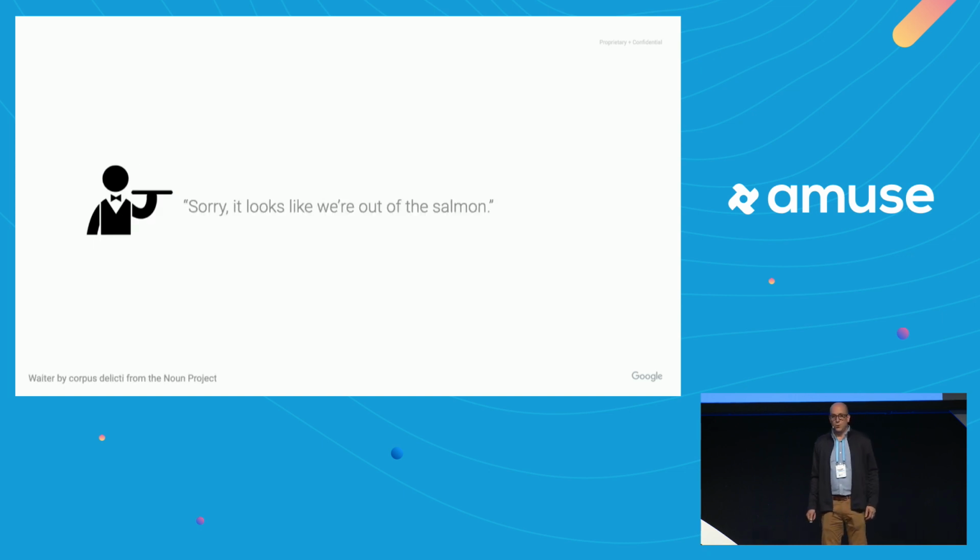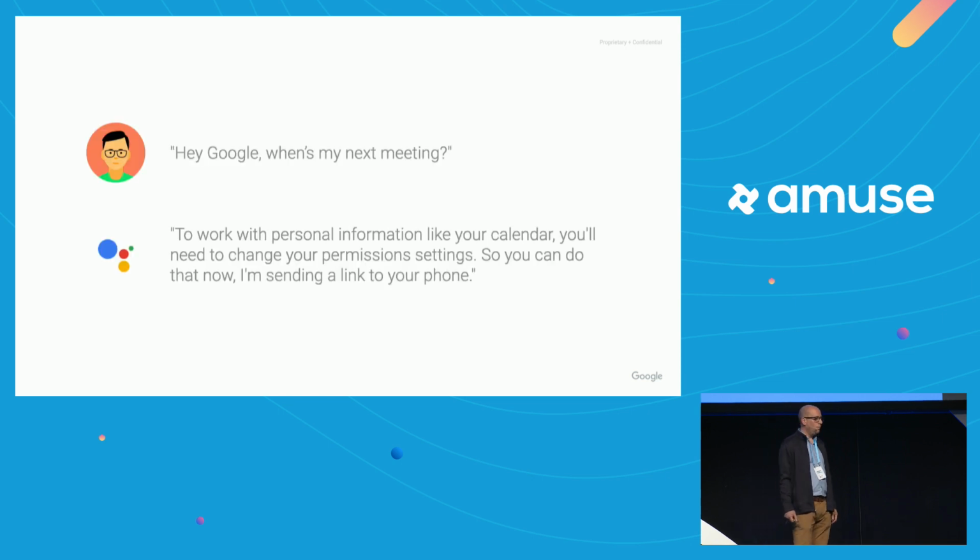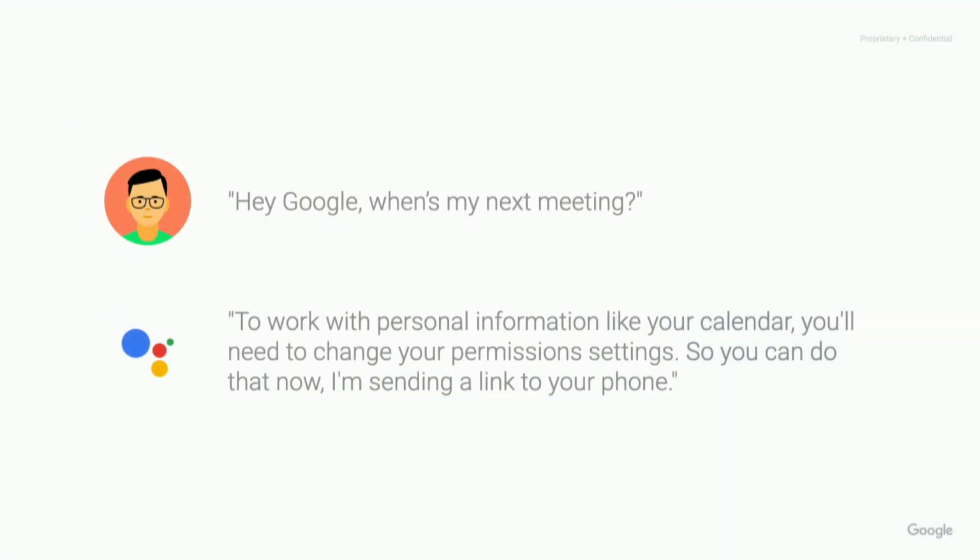If you're in a restaurant and the waiter goes to get your order of salmon and then comes back and just says, sorry, we're out of salmon, and that's fine. You know, that's a decent waiter. But a good waiter would say something like, sorry, we're out of the salmon, but the grilled Arctic char is really good. It's my favorite. That helps you. It makes you say, oh, maybe I'll go that way. Thank you.